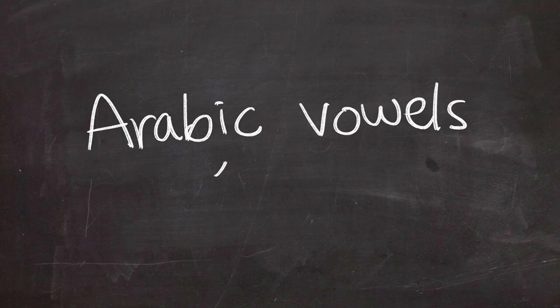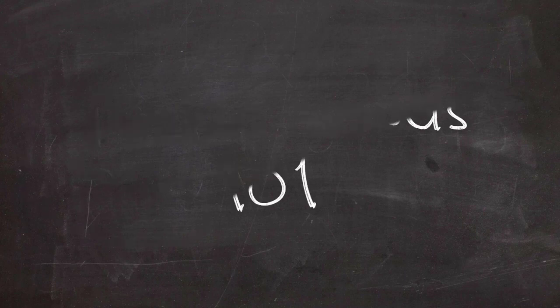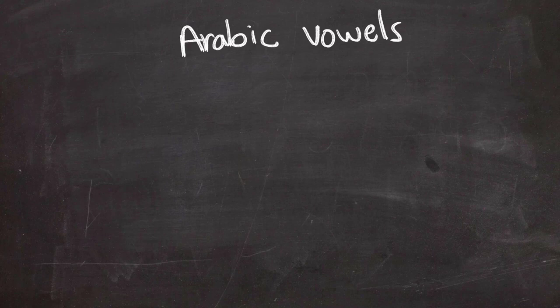By the end of this series, you'll be able to read almost any Arabic word. So let's get started. First, for those who followed the previous series about the alphabet, you would notice that we basically only learned consonants. So where are vowels in Arabic?